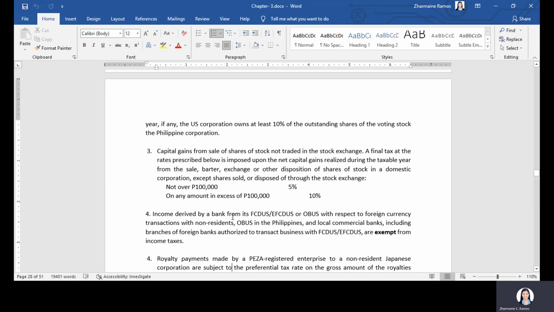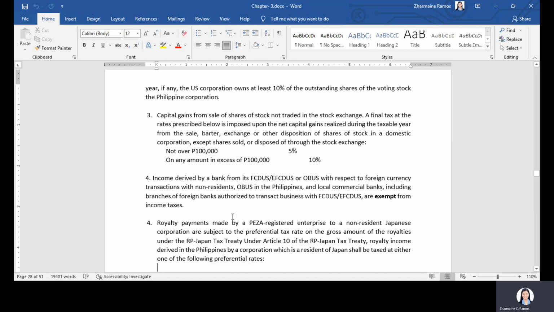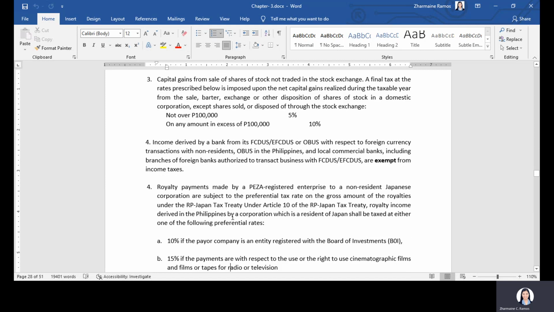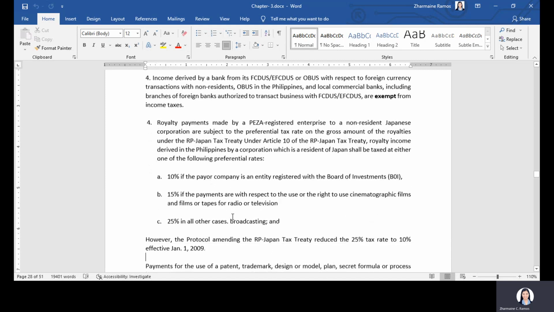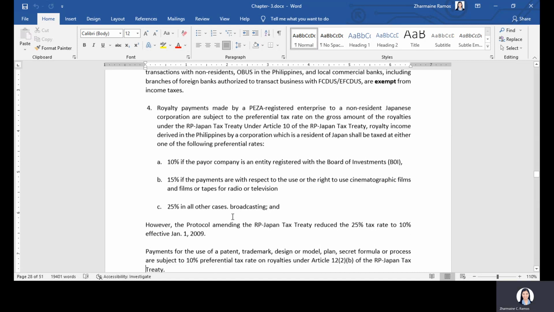Pag income derived by a bank from its FCDUs, EFCDUs, or OBUs with respect to foreign currency transactions with non-residents, ito ay exempt from income tax. Pag royalty payments made by a PEZA-registered enterprise to a non-resident Japanese corporation, these are subject to a preferential tax rate on the gross amount of the royalties under the tax treaty. So, ayan, may mga tax treaty at may mga different tax, depende sa na-meet niyang conditions.